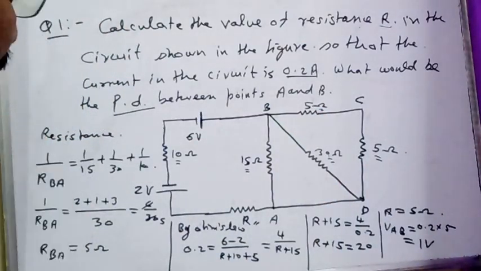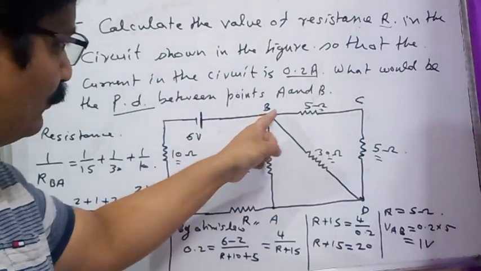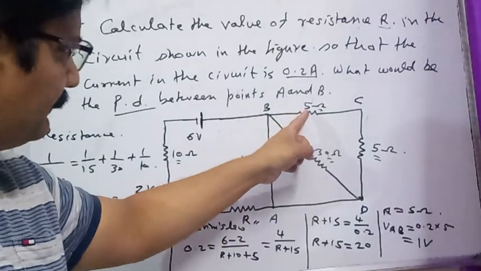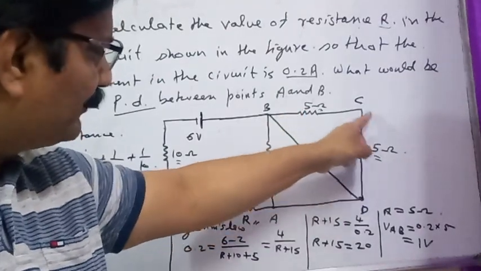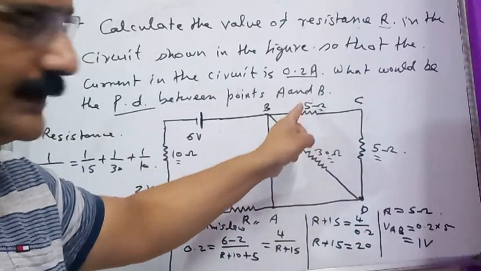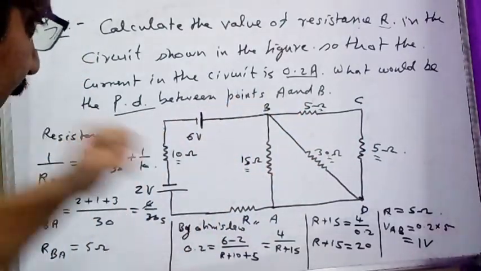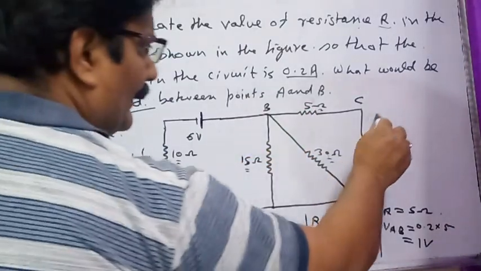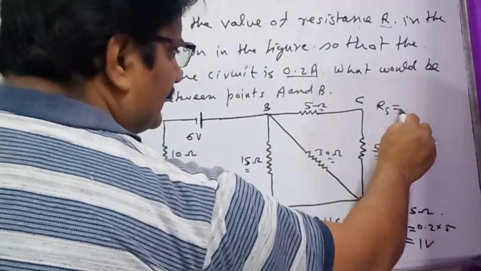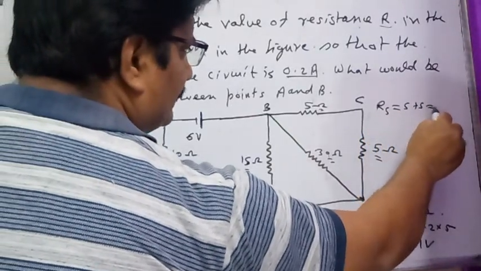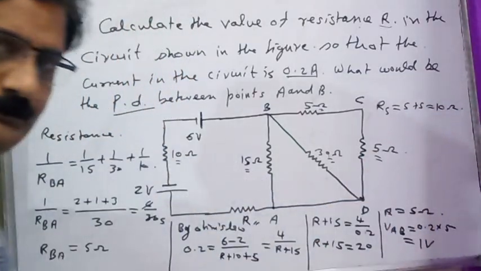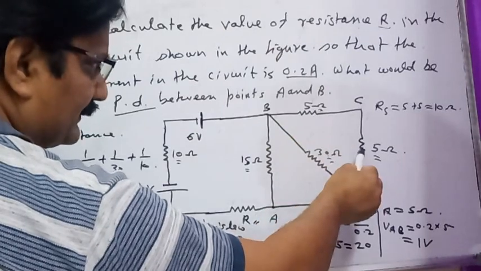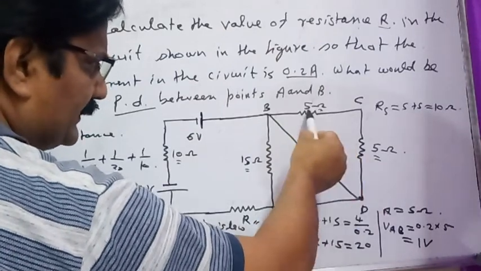So first of all we have to calculate the value of total resistance of this part of the circuit. Here you can see this 5 ohm resistance and this 5 ohm resistance. These two resistances are in series combination. So what is going to be the total resistance of this part of the circuit? 5 plus 5 in series combination. As we know, the total resistance RS is equal to 5 plus 5, that is 10 ohm.